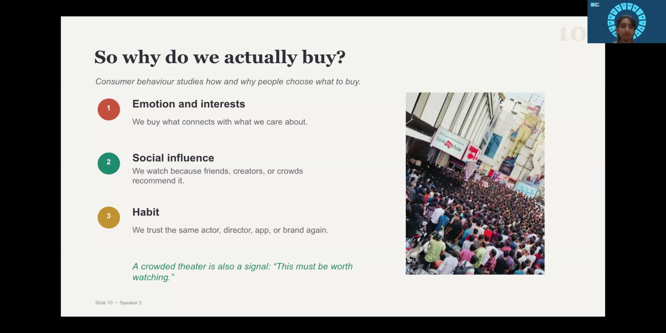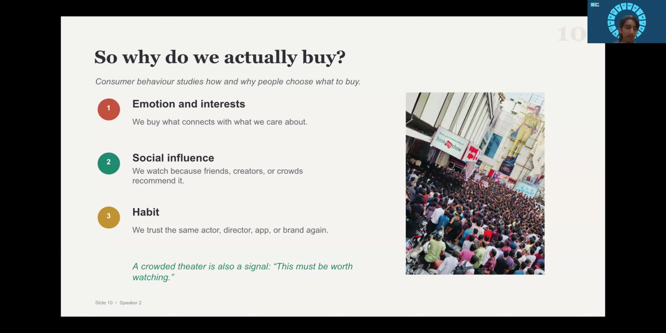So, what do people actually buy? This is an entire field of study called consumer behavior. There are three main drivers over here: emotion and interest. We buy things because we connect with them and we care about them. Social influence, we go out to watch something because friends do or because it's popular on social media. And habit, we keep trusting the same actor or the same production set again and again without questioning it, since we have trust in it.